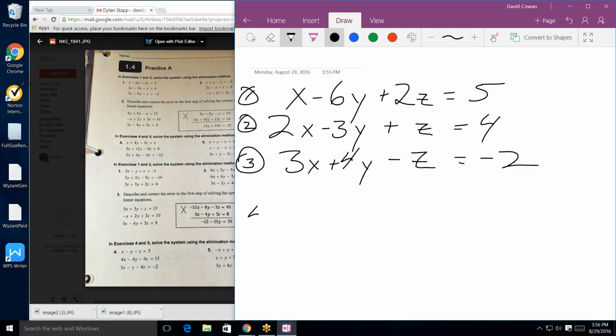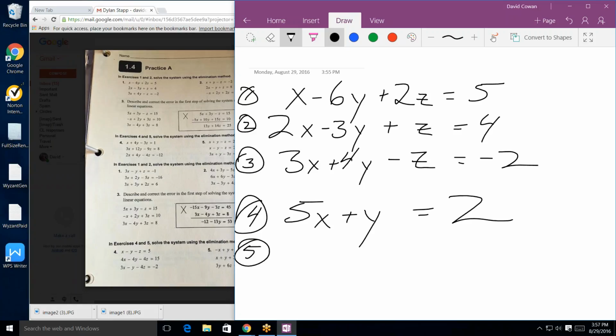I'm going to call that equation 4. So you get 5x plus y equals 2. Now, this is what's important. I need an equation 5, and I want to eliminate the same variable I just eliminated. In other words, I need to eliminate z. And I can no longer use 2 and 3 to do it. I could do it using 1 and 2 or 1 and 3.